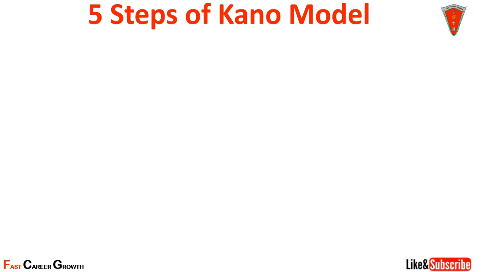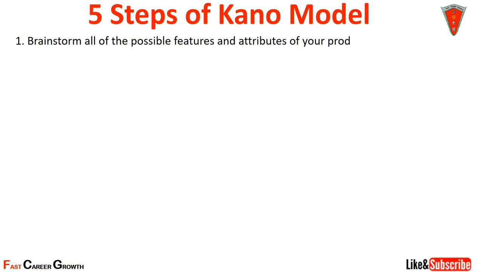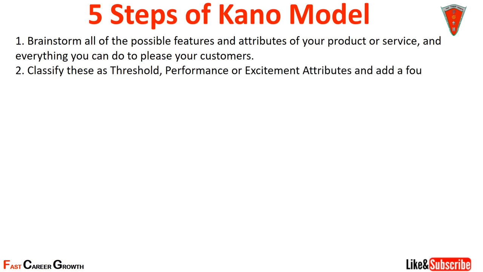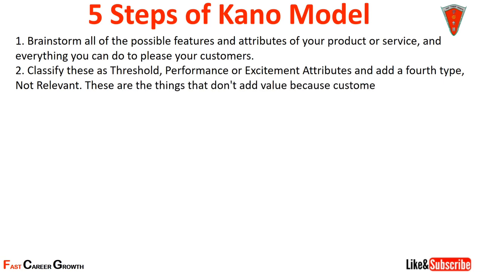What are the 5 steps of the Kano model? First one, brainstorm all the possible features and attributes of your product or service and everything you can do to please your customer. Second, classify these as threshold, performance, or excitement attributes and add a fourth type, not relevant. These are the things that do not add value because customers do not care about them.